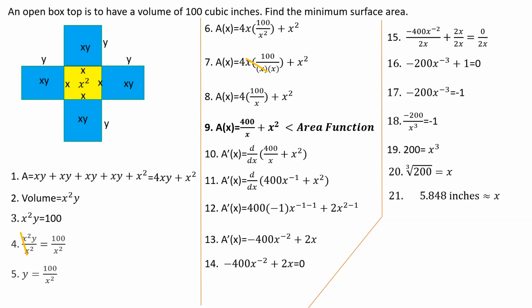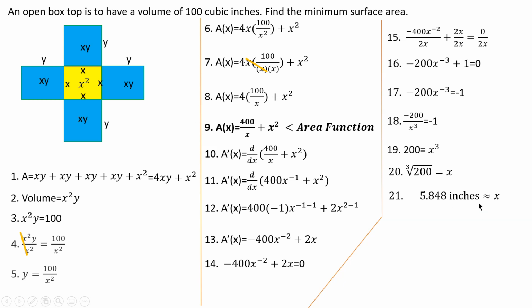In other words, that value tells you what should be the dimension of x here in the picture on the left side. So that should be about 5.848 inches. That should be the side of that base yellow square, 5.848 by 5.848, for each of those sides, in other words, a square.